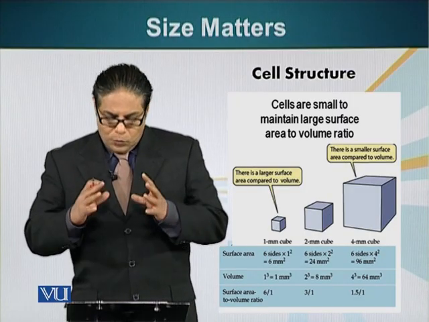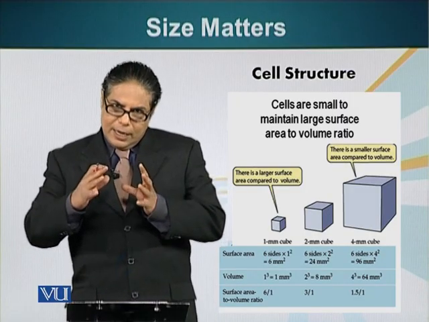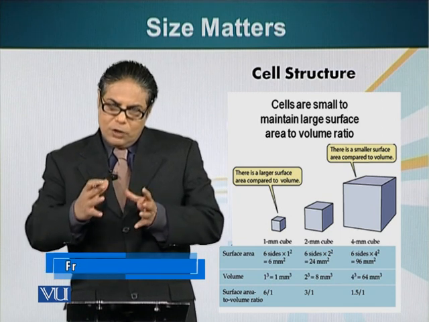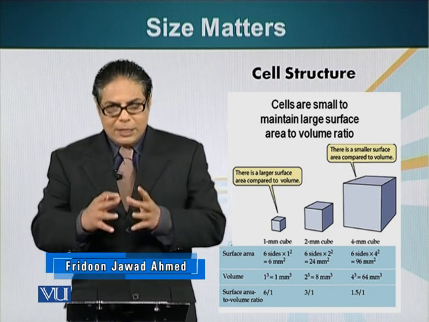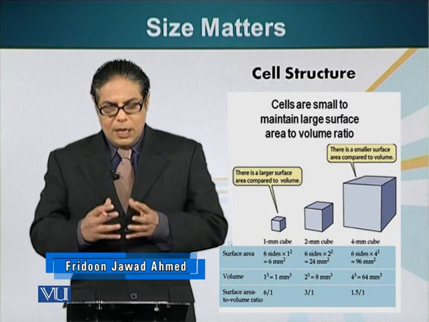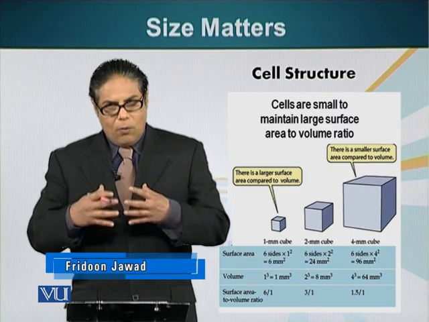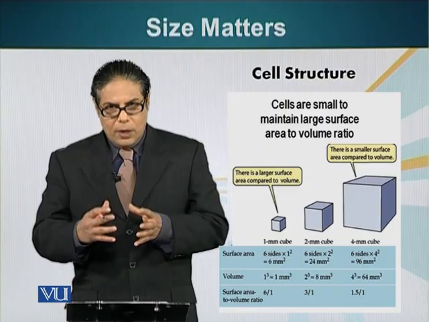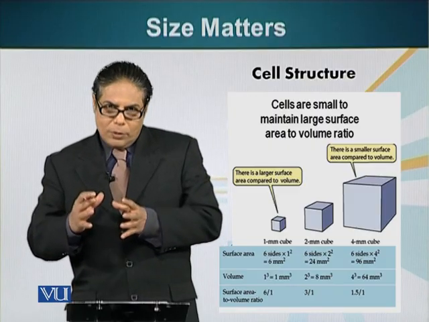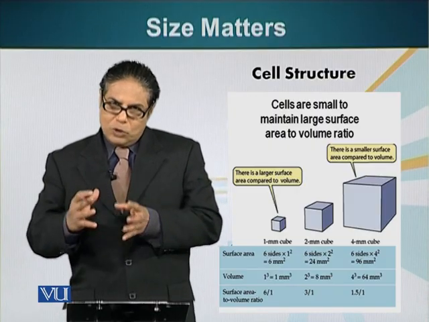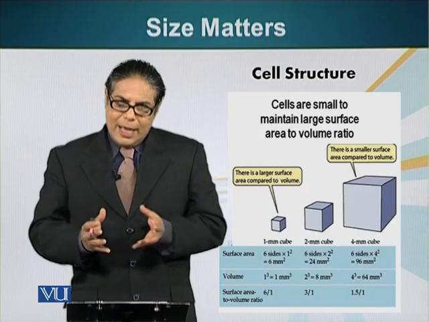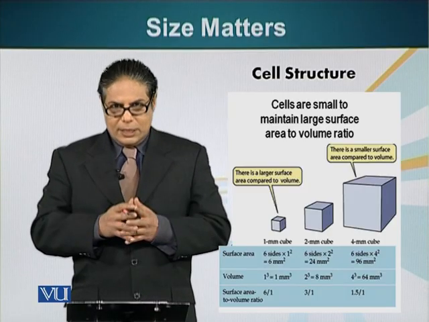Cells are small because they have to maintain a specific surface area to volume ratio. As the volume increases, so does the demand for raw materials, and also the requirement that the waste products produced by the cell during metabolism have to be released outside the cell.